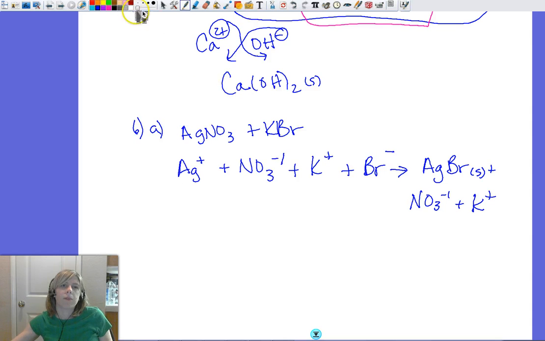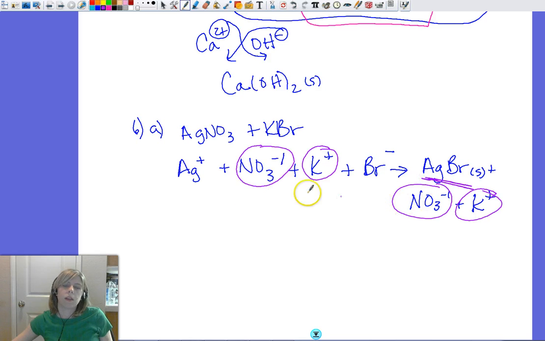So identifying spectator ions, I'm just going to circle them. You do whatever you'd like. And here are the spectator ions, everything not involved in forming AgBr.